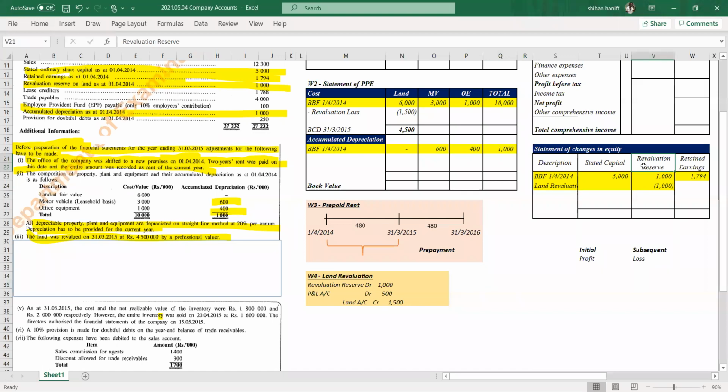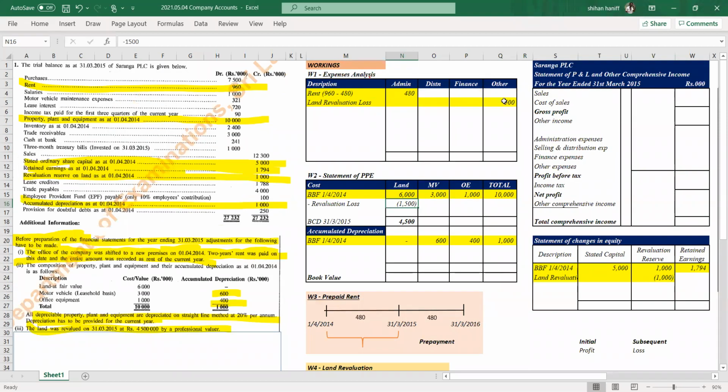Right? Revaluation reserve, we debited 1,000. Loss deducted from the land, and only 500 will be taken to the other expense. Is it clear? Anuma, Depreciation?